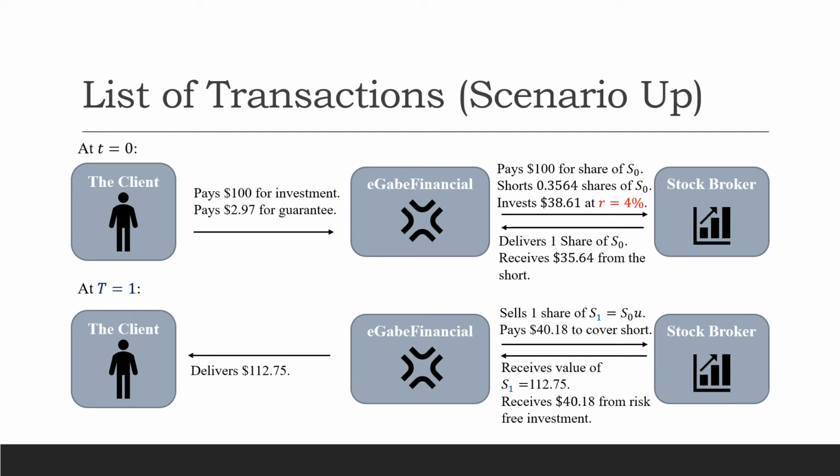I should note, it's possible to simplify this list of transactions so that we only pay for 1 minus 0.3564 shares of the stock market portfolio, but I've broken out the long and short positions so it's clear what's going on. The list of transactions is the exact same for the down scenario with some minor differences. This time, when we sell one share of the stock market portfolio, we only receive $96.08 because we are in the down scenario. However, since the stock market went down, we only need to pay $34.24 to cover our short, and we still receive $40.18 from our risk-free investment. What we pay back the client then is $96.08 plus $40.18 minus $34.24, which comes out to $102.02. And this is the minimum required amount to pay back to fulfill our guarantee.